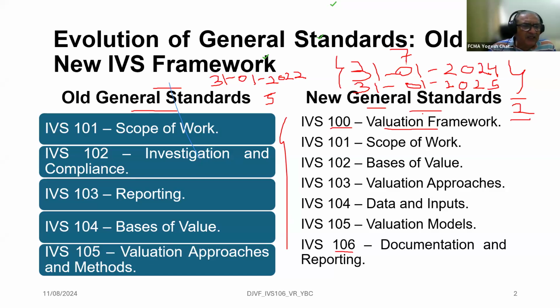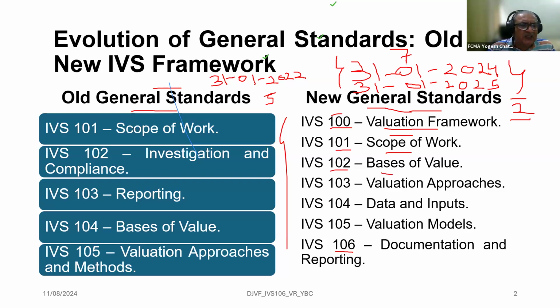Earlier, this valuation framework was provided as an introductory portion of the IVS, but now that has been formalized as a general standard. So IVS 100, valuation framework. Then we have IVS 101, scope of work, very important because based on a scope of work finalized with the client, the entire valuation estimation will be arrived at.